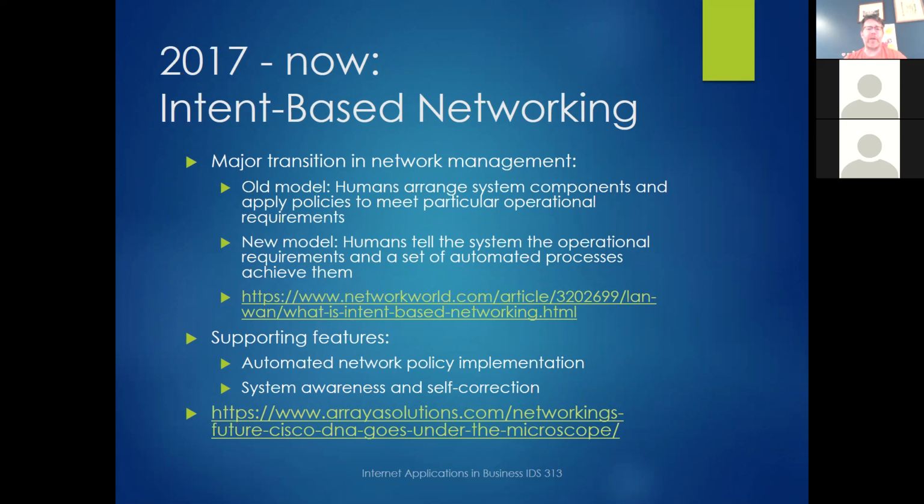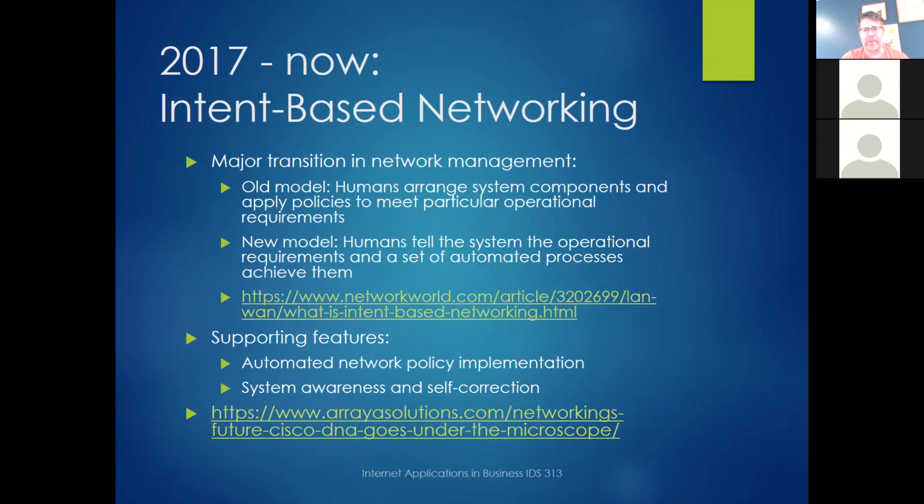So the old model was that you would have humans, right, network designers, arrange these system components and apply policies to meet whatever the operational requirements are. Things like which applications and which users have priority over others, right? So your most important real-time applications would get priority in the network traffic. Other things, like people looking at Facebook or eBay during business hours, would have a far lower priority.